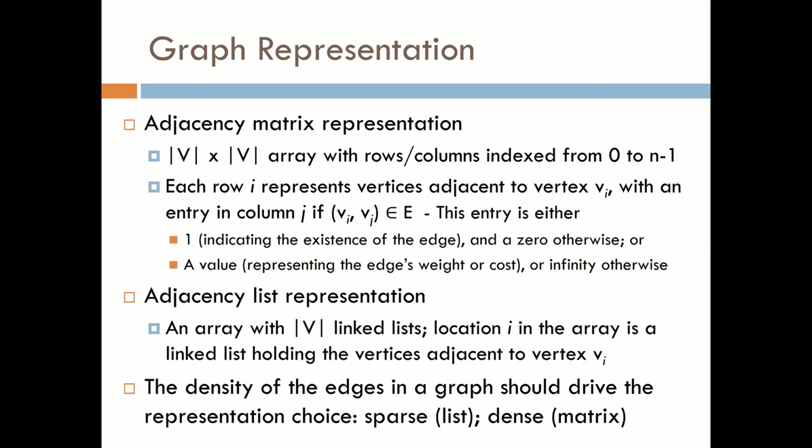The density of the edges in a graph is what should drive whether you choose the matrix representation or the adjacency list representation. If the edge set is sparse, then it's better to go with a list, because a matrix would have too many zeroed out elements. But if it is dense, then it is better to use the n by n matrix.